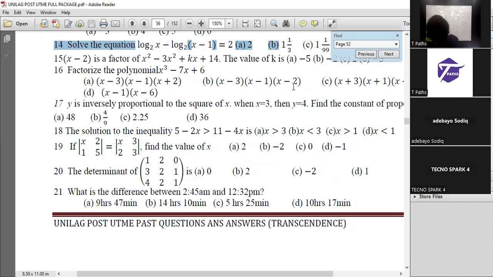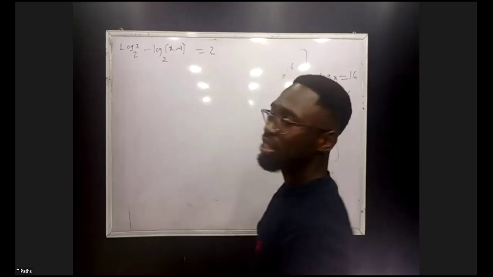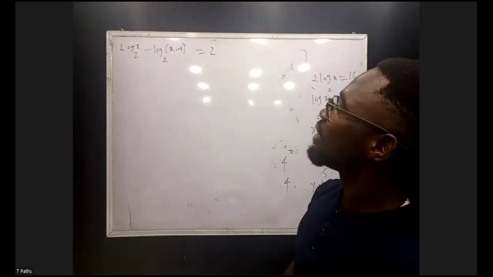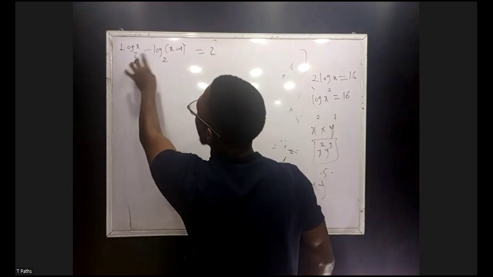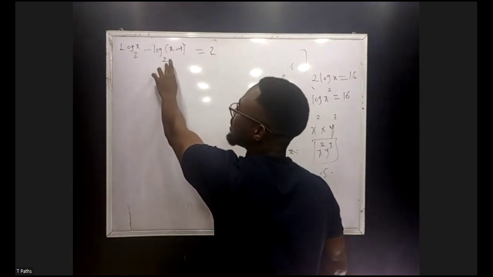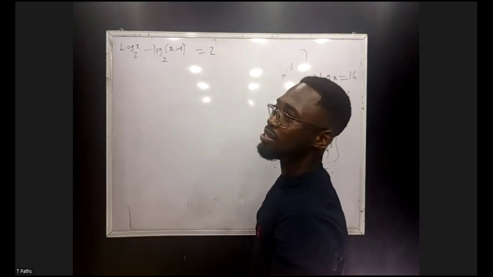Now we are told that you should solve this equation. In mathematics, whenever they say solve an equation, it means that you should find the unknown. Now, in this question, what is the unknown? The unknown is the x. So now, I want somebody to tell me, are these guys of the same base? Clearly, we can see that they are of the same base.